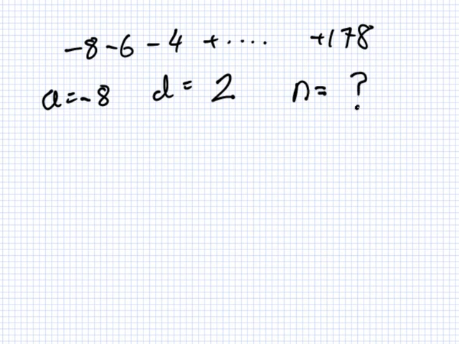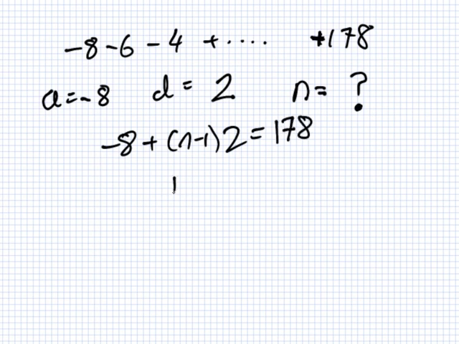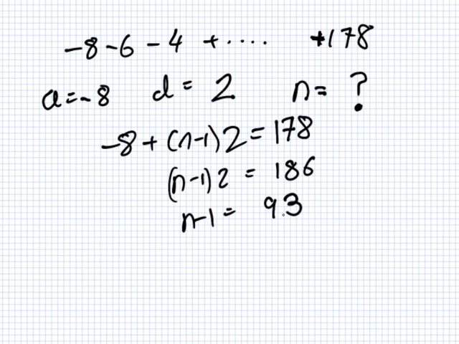And the N? We don't actually know, do we? Because I didn't tell you how many terms I have. So how can I find the N? Well, we've seen how to do that already today. So let's find the N first. A plus N minus 1 D should equal 178 then. So we get N minus 1 times 2 should equal 186. N minus 1 should equal 93. So N should equal 94.